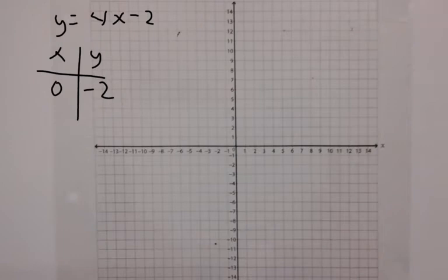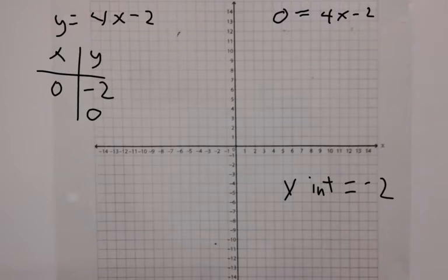So I know that I'm going to cross over, the y-intercept, often abbreviated y-int, is going to be -2. Now it gets a little more complicated to figure out what the x-intercept is, but to do that I have to let y equal 0, because I want to know what x is if y is 0. So I can say 0 equals 4x minus 2.